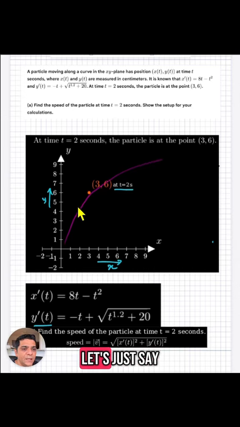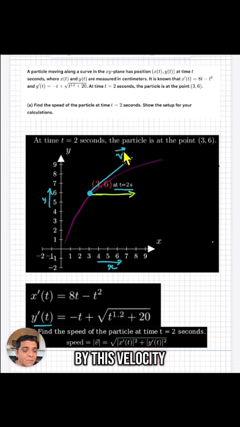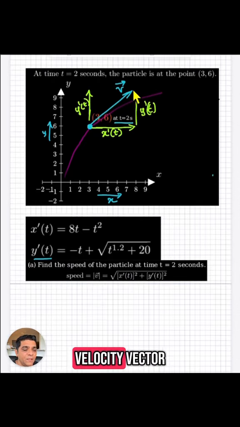So let's just pretend that this is the curve that the particle is moving on. Then the velocity vector at that point is the slope at that point, which is given by this velocity vector v. And since it's on a curve, it has an x component, x prime of t, and a y component, y prime of t. The y prime of t can be moved to out here. So now you can see x prime of t and y prime of t, and that's our total velocity vector. Okay, good.